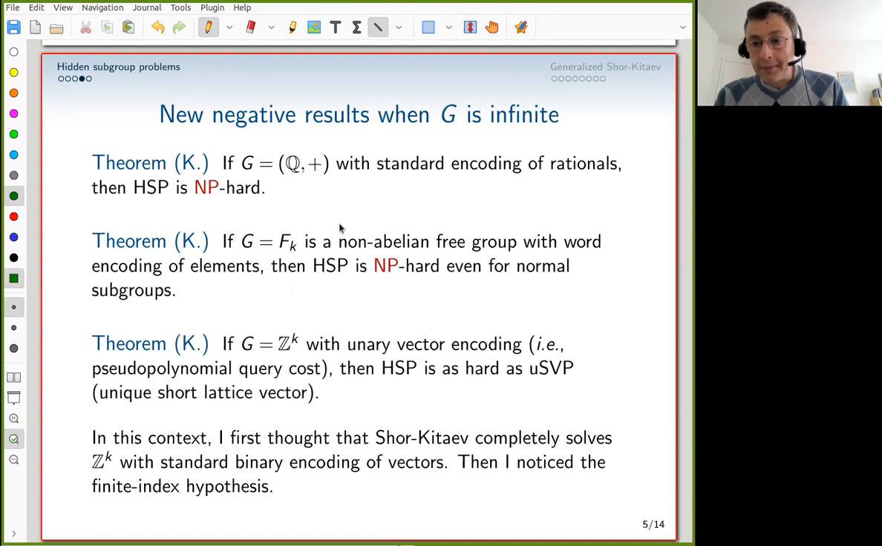So that's what I thought my contribution was going to be. I was ready to put in a background section that Shor-Kateyev completely solves Z to the K with standard binary encoding of vectors. I thought the good news was already there in the literature. Well, it mostly is. Shor-Kateyev surely looked at the case that has known applications. But when I look more carefully, it's not always spelled out completely. It only works when the hidden subgroup has finite index. And certainly in my counterexample constructions, particularly for the first two, I did not just restrict attention to the finite index hypothesis. So I wasn't sure what to do about that, but happily I figured out how to extend Shor-Kateyev to the infinite index case. So this is the new positive result, which is what I mainly want to talk about.